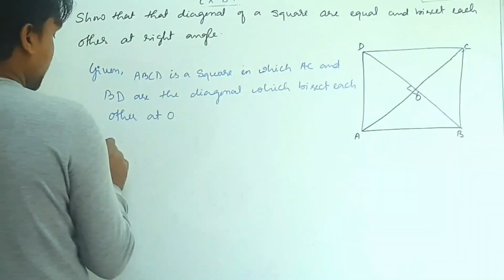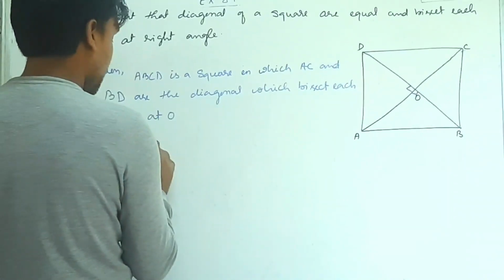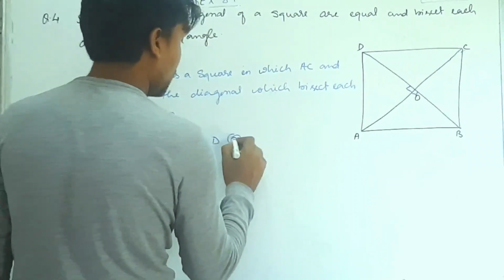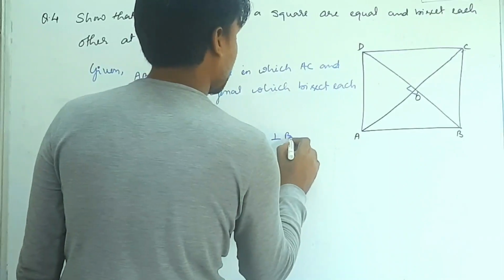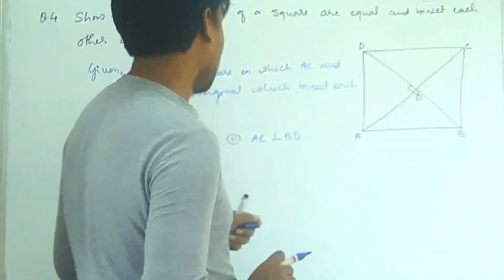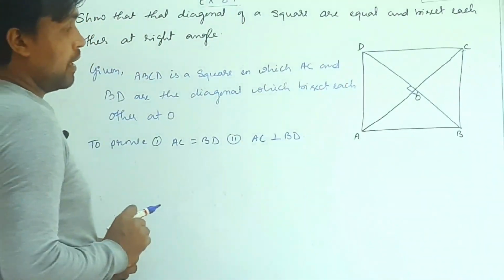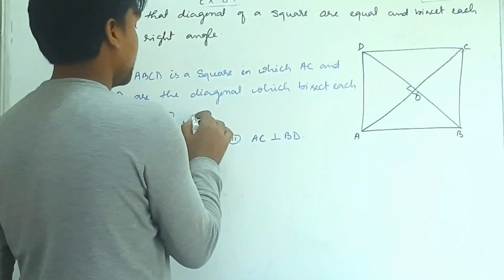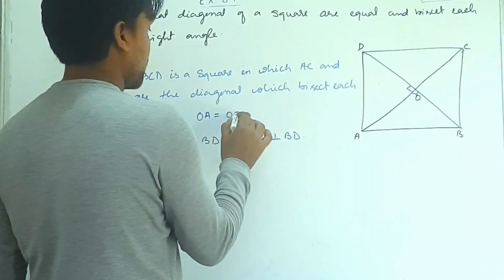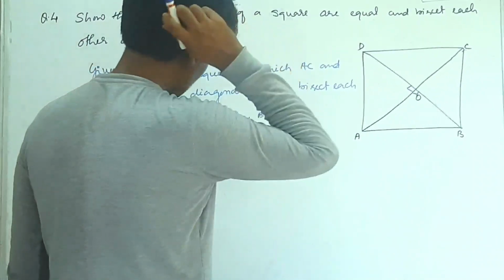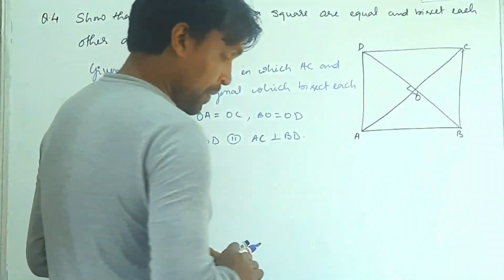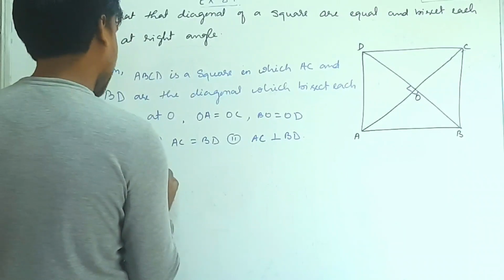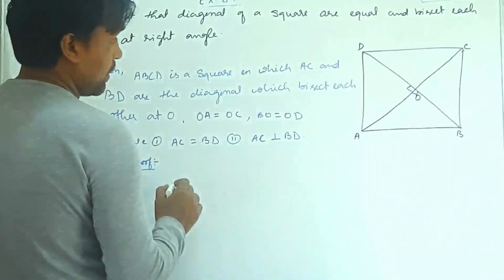Given we have written, now to prove. We have to prove number 1 that AC is equal to BD. Number 2, AC is perpendicular to BD. That is what they are telling us to prove. So first of all we write those things, and after that this is given. If they are bisecting each other, then AO will be equal to OC, BO will be equal to OD. Got it? This also happens because they are bisecting each other. Fine. So first of all we are going to take a triangle for the proof.